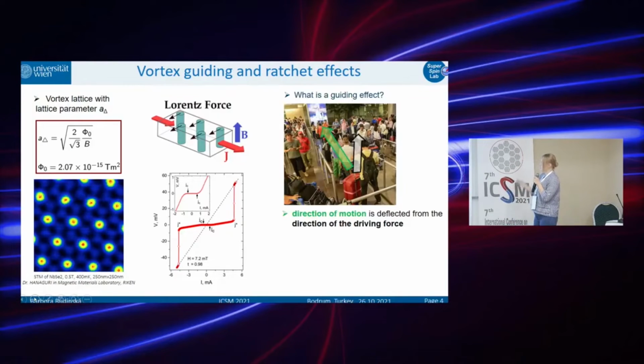And the two effects, as I said, that we want to use are the guiding effect and the ratchet effect. For the guiding effect, a very simple real-life example is we want to go directly to the counter. We can't. We have to follow the railing. And that's exactly what happens in our nanostructured grooves. So the direction of our motion will be deflected from the one that is given to the vortices from the driving force. And the second effect, there was a lot of talking about the ratchet effect in the first talk, so just to simply repeat, it's like this example in the animation, the forward direction is going to be different, or in this case, the other direction is not allowed at all. So that's the ratchet effect.